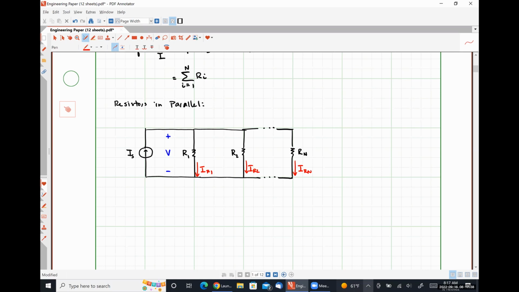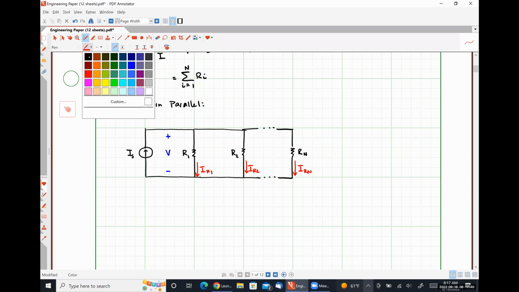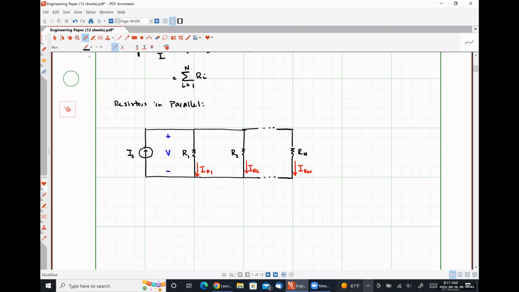If we apply Kirchhoff's current law to this system, and let's use the formulation current flowing into the top node is equal to current flowing out of the top node, this will give us IS is equal to IR1 plus IR2 all the way out to IRN.